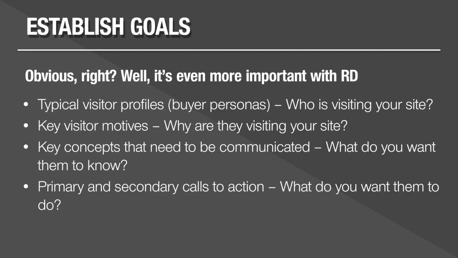What are their motives? And next, key concepts that need to be communicated, or what do you want them to know? Based on their motives, based on who they are, what do you want them to know about your product or about your organization? And then last but not least, define primary and secondary calls to action for each major page or each section of your site, which is what you ultimately want them to do. What action do you want them to take?